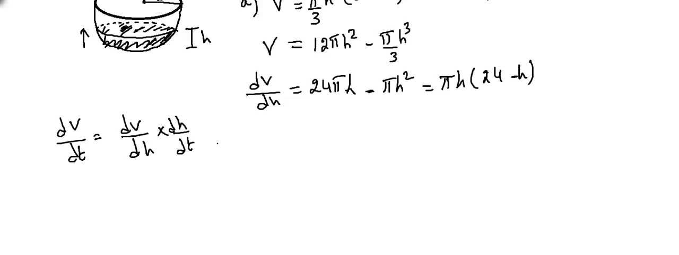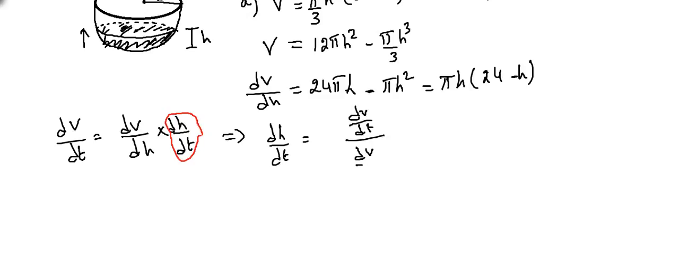Another rates of change video. He's asking about the rising of water. This means he's asking me to simply find dh/dt, the rising according to time, right? So we have to find dh over dt. What is dh over dt? dh over dt will be equal to dv/dt over dv/dh.